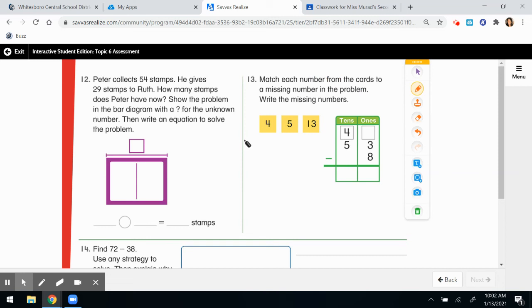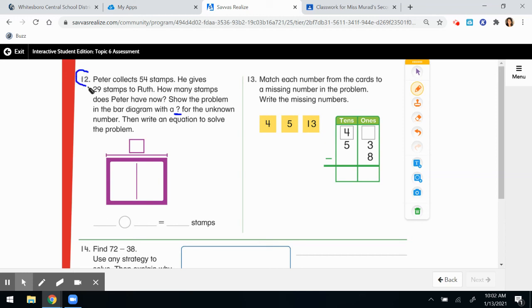The last two we're going to do are 12 and 13. We're not going to do 14. Number 12 says, Peter collects 54 stamps. He gives 29 stamps to Ruth. How many stamps does Peter have now? Show the problem using the bar diagram or your part whole math and write a question mark for the unknown number. Then write your equation.